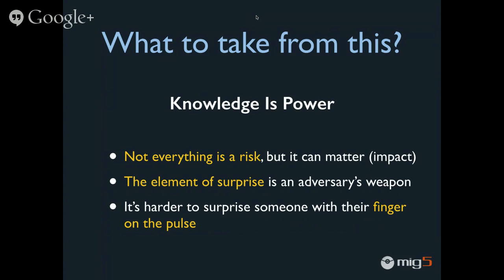And I mentioned this earlier as well, but the element of surprise is the adversary's weapon, the time between them doing something and you knowing about it. That's the opportunity for them to do what's called pivoting, looking for other stuff they can get into from that location. What data can they siphon away? So if you've got your finger on the pulse, it's much harder to have that surprise element. And you might be able to mitigate some serious risk.